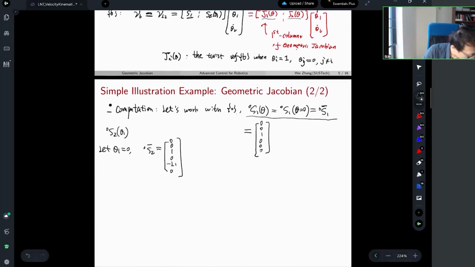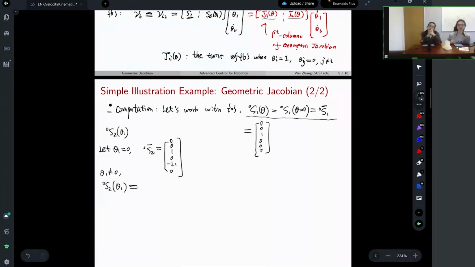Okay. So now what we want is, I'm going to ask Liuben maybe, S2 0 bar. If I tell you theta is not equal to 0 in this case, what is this guy? It equals the adjoint matrix times S2 0 bar. Yeah. Okay, good. Got it.